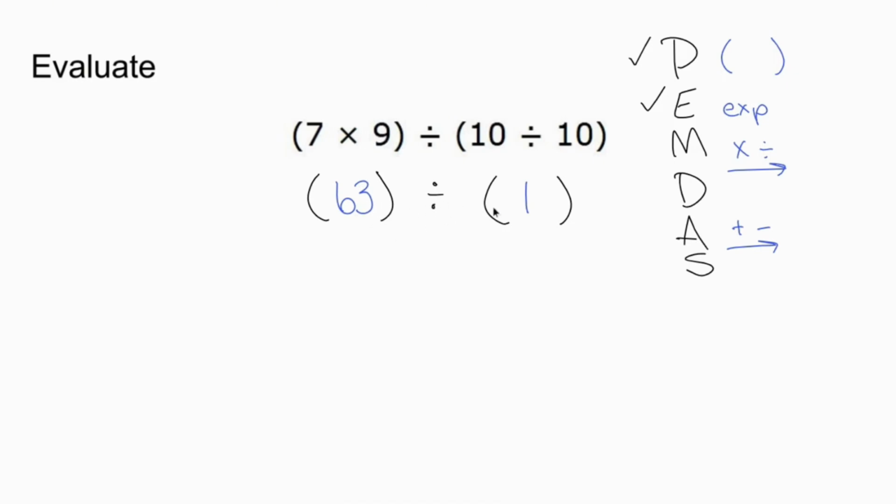So 63 divided by 1 is just 63. So I don't have to worry about adding or subtracting or anything else. Just had one operation to go. And whenever you have one operation to go, you do just that. And 63 is our answer.